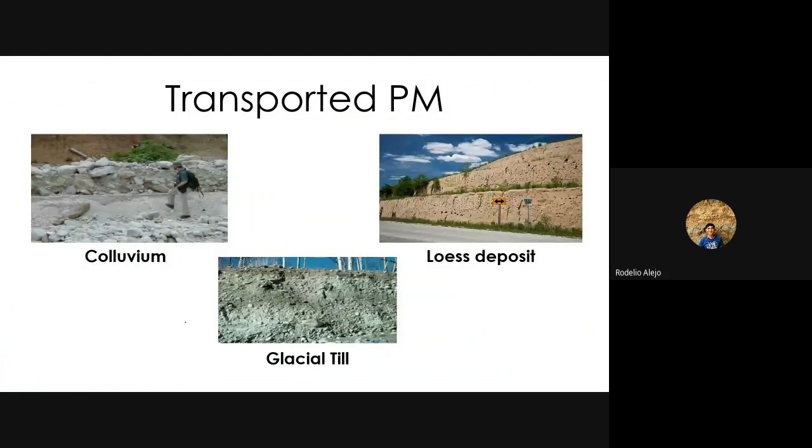Then we also have volcanic ash, which is also transported by wind. Then we have here the colluvium, which is transported by gravity. Okay, when we say colluvium gravity, from higher elevation, makikita nyo yung rocks natin, or yung parent material ay bumababa. Then we have the loess deposit, which is deposited by wind, specifically the silt. Okay, and we have here the glacial till, which is deposited by ice.